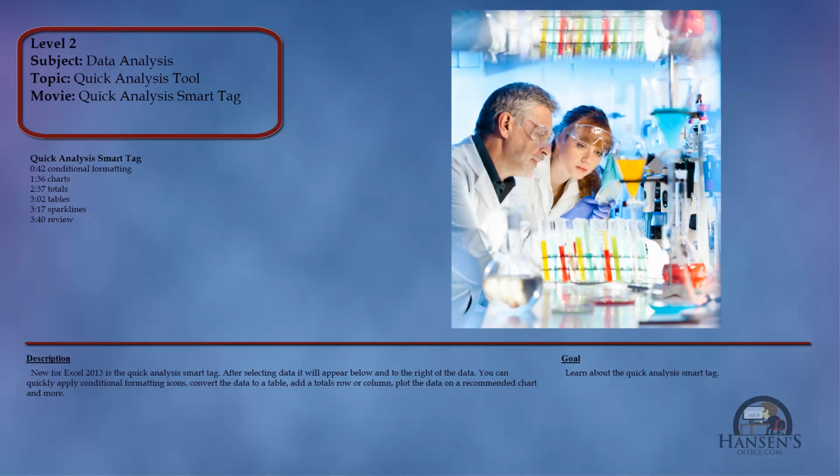So this movie is about the Quick Analysis Smart Tag that was introduced with Excel 2013. This functionality allows you to quickly and easily create some conditional formatting for a selected data set. Excel will recommend certain charts that seem to fit the data that you select. It'll enable you to quickly sum, average, and count the number of records in a column or a row, or get a running total of a value in a data set. It'll enable you to convert the data set to a table, or even set up a pivot table referencing that data. And finally, it'll allow you to set up a spark line.